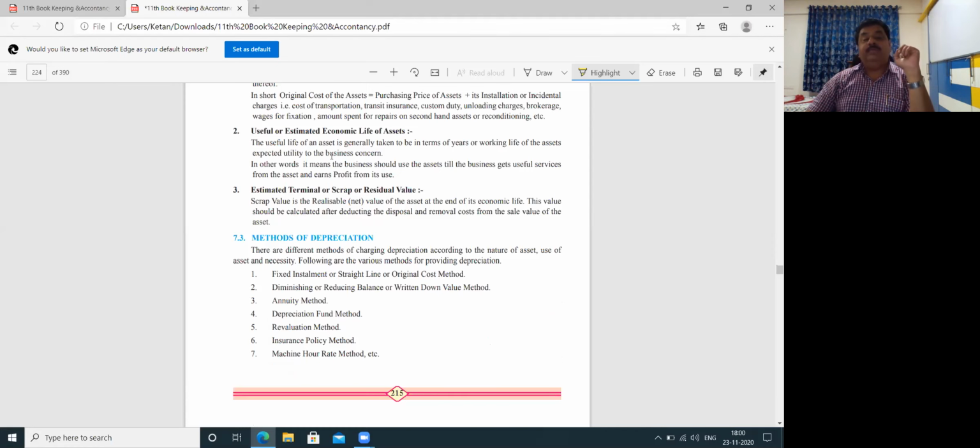The useful life of an asset is generally taken to be in terms of years or working life of the asset. Working life of the asset, expected utility to the business concern. In other words, it means the business should use the asset till the business gets useful services from the asset and earns profit from its use.